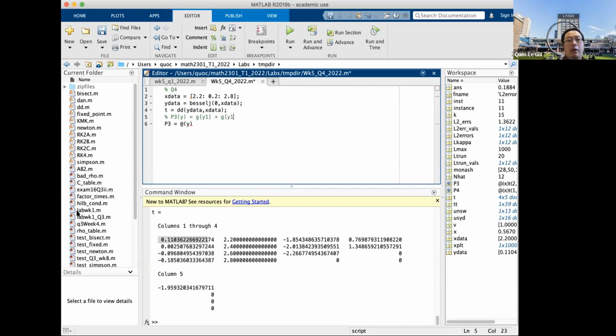And g of y1, y2, and now it will be times y minus y1. And g of y1, y2, y3, times y minus y1, y minus y2. And the last term, so this is cubic, you stop at the third term: g of y1, y2, y3, y4, times y minus y1, y minus y2, y minus y3. Okay, so now how do I write this in MATLAB? I wrote down the formula already, but now I want to write it in MATLAB. So how do I write this? What is g of y1?